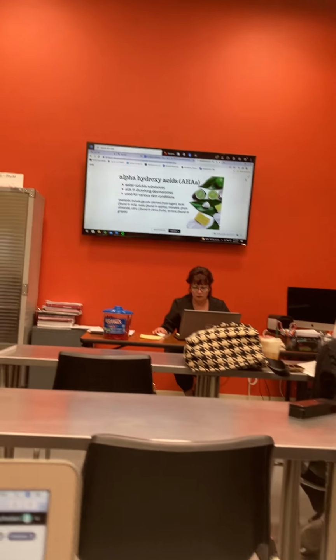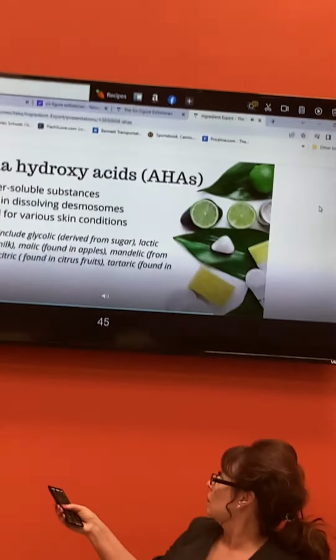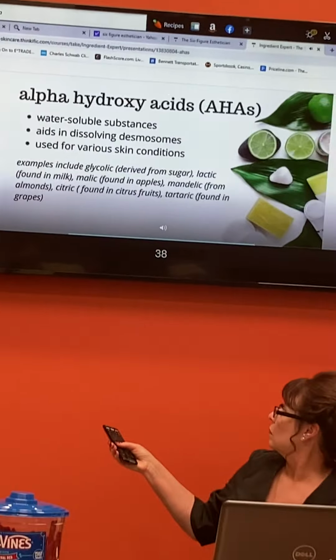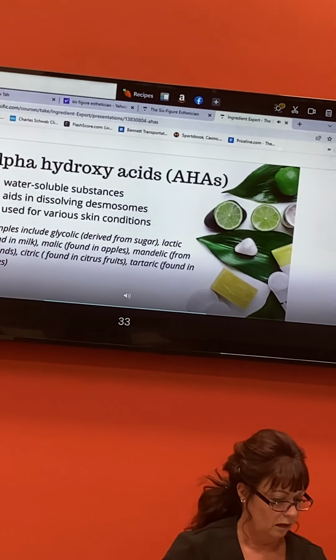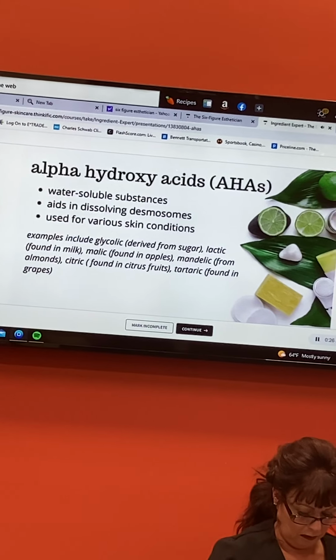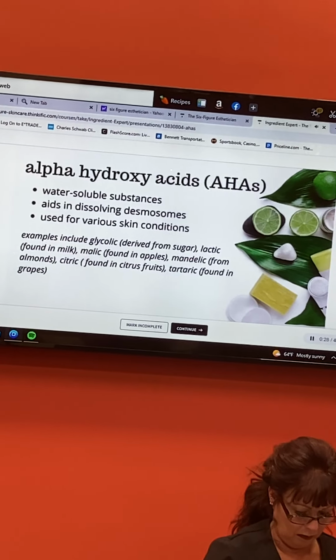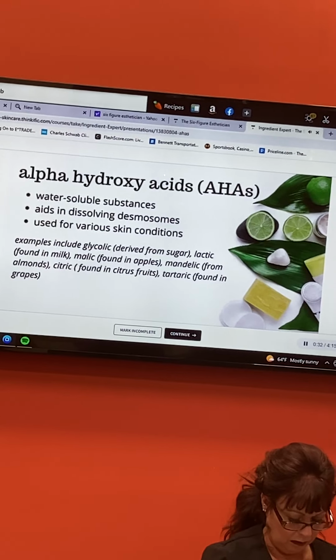They're water-soluble substances. Number two, they aid in dissolving desmosomes. Again, desmosomes are the intercellular glue that hold those cells together, and they're used for various skin conditions. So below, and there's many types of AHAs, but again, these are going to be some examples of the most common ones that you're going to see.